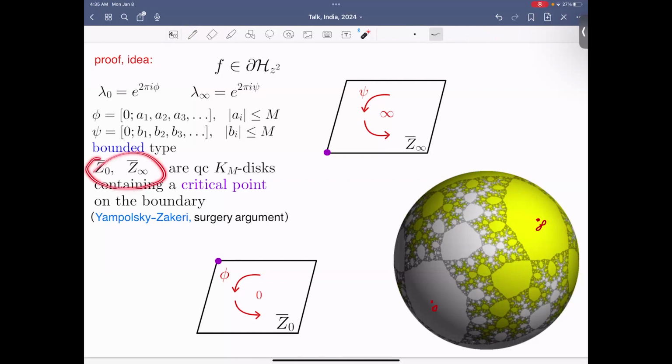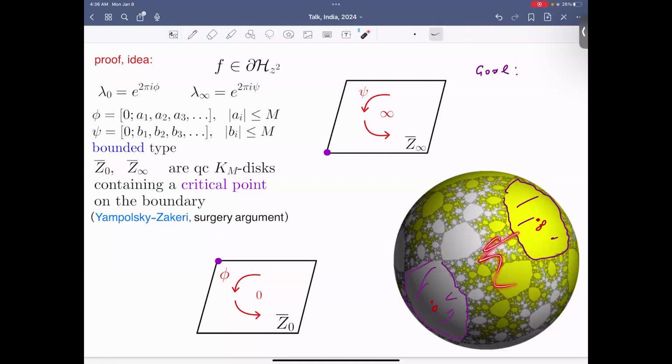As I said, in the bounded type, it was Michael Yampolsky and Saeed Zakeri who showed that the corresponding disks are QC. Our main goal is to bound the modulus between these two disks. So we have a boundary here, and we have a boundary here.